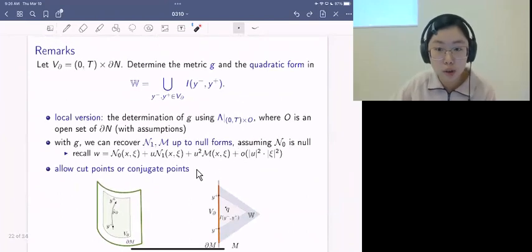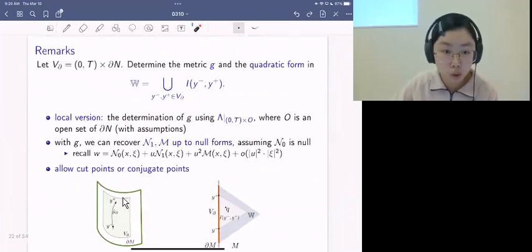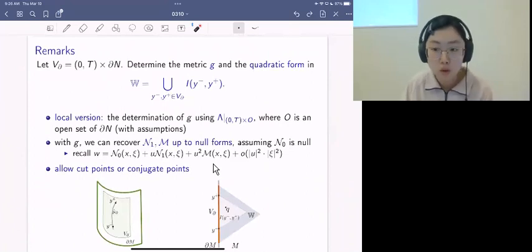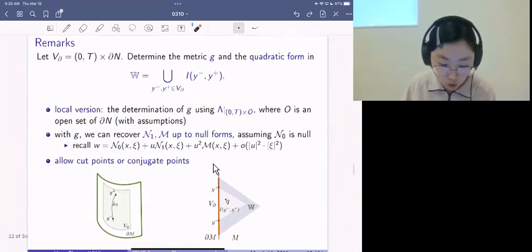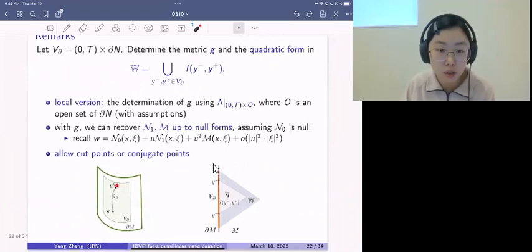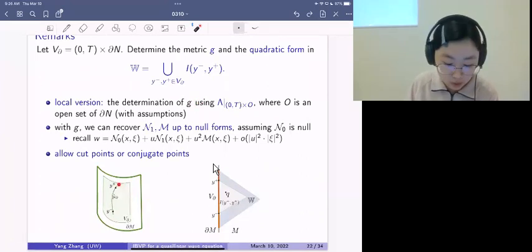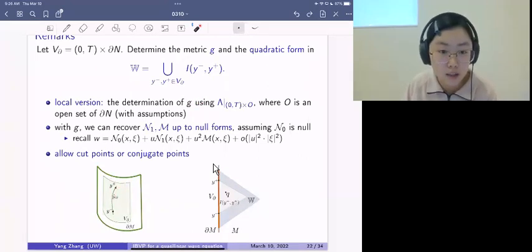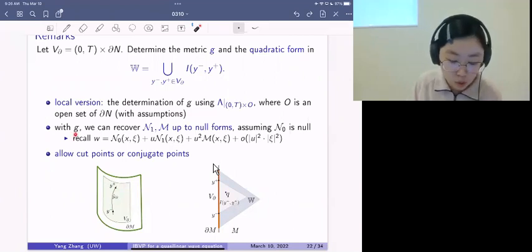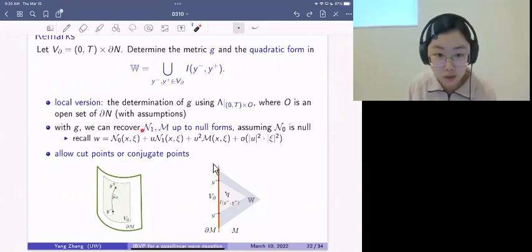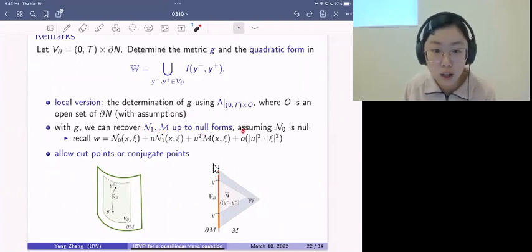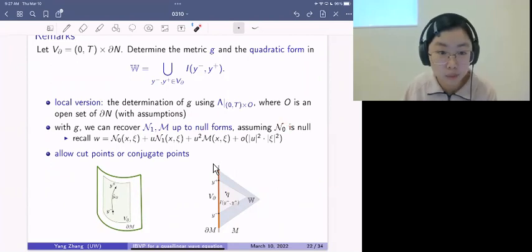In this paper, we actually consider a local version of determination. One can consider a small portion of the boundary by using the ND map restricted to this small portion, so one can determine the metric g in a corresponding set. Of course, this small portion should satisfy some assumptions. Then with the metric g, we can recover the quadratic forms N1 and Nm up to null forms if one assumes only N0 is a null form.